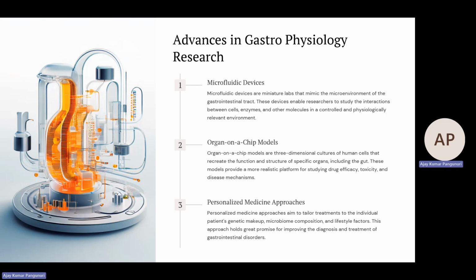Personalized medicine approaches. Personalized medicine approaches aim to tailor treatments to an individual patient's genetic makeup, microbiome composition, and lifestyle factors. This approach holds great promise for improving the diagnosis and treatment of gastrointestinal disorders.